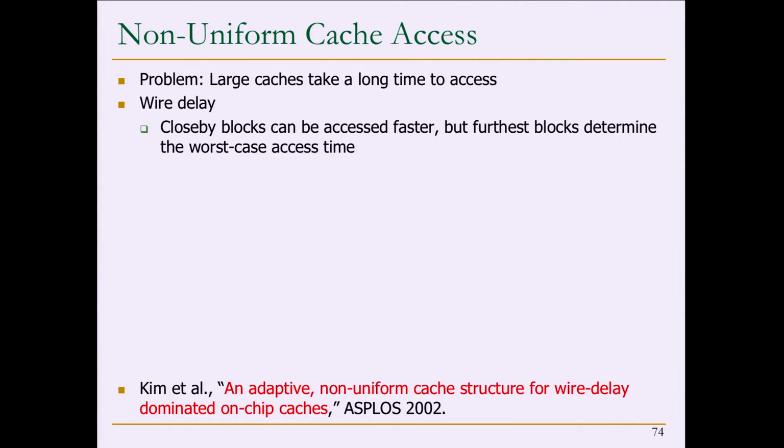Okay, so non-uniform cache access, this is actually an interesting idea. It's a little bit different from the distributed cache that we've discussed earlier, but it has similarities. Basically, the problem is large caches take a long time to access because of wire delay. Right? In DRAM, for example, we had these long bit lines. The same issue exists in SRAM also. You have these long bit lines. You could actually have blocks that are close by that can be accessed faster, but the furthest away block determines your worst case access time because of this huge capacitance on the long bit line, right?